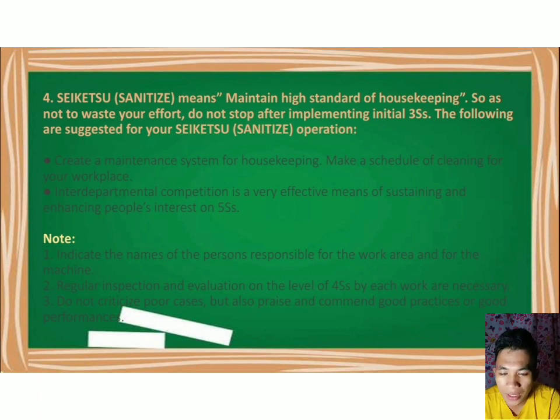Second one, regular inspection and evaluation on the level of 4S by each worker as necessary. Third one, do not criticize poor cases but also praise and commend good practices or good performances. Yes, so that our workmates will be encouraged, we also praise them if they have cleaned their work area.